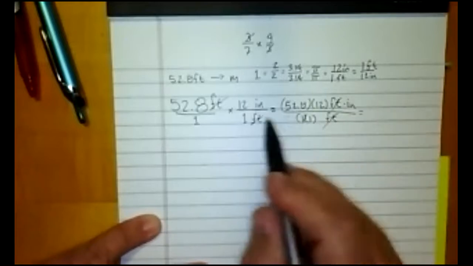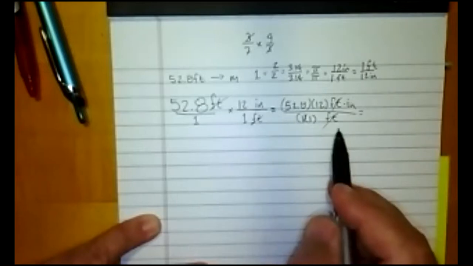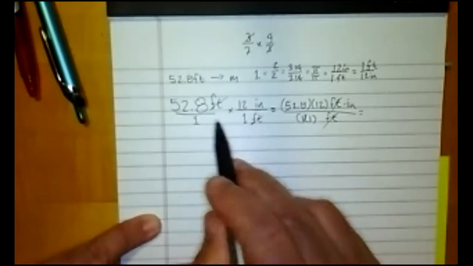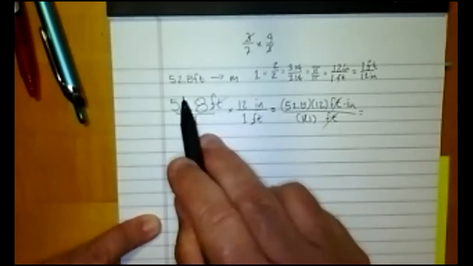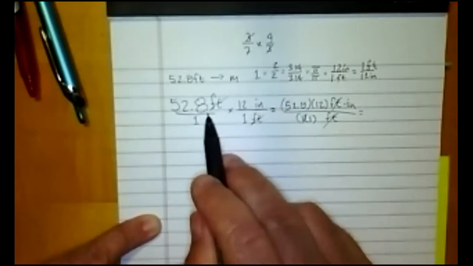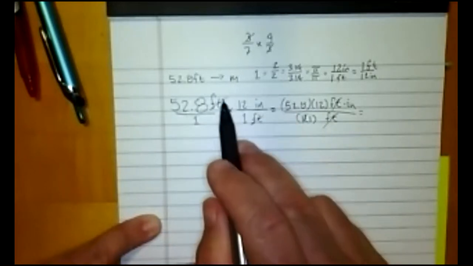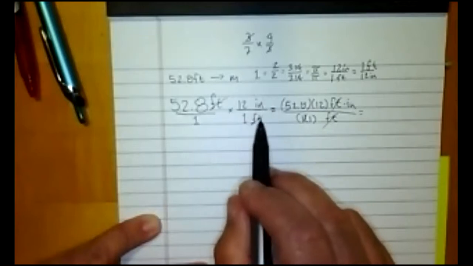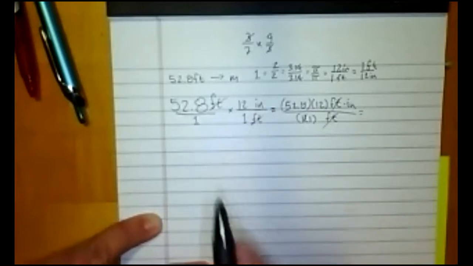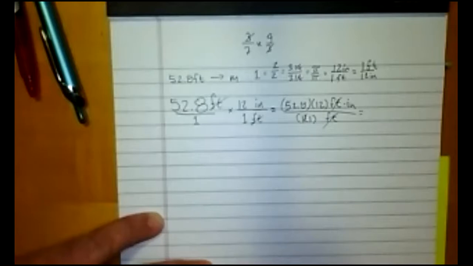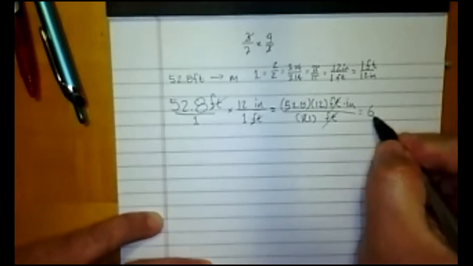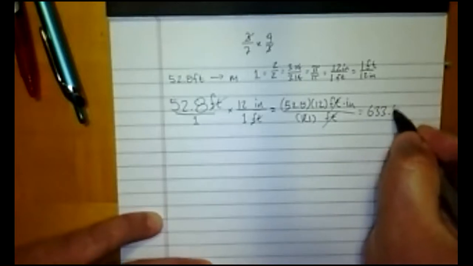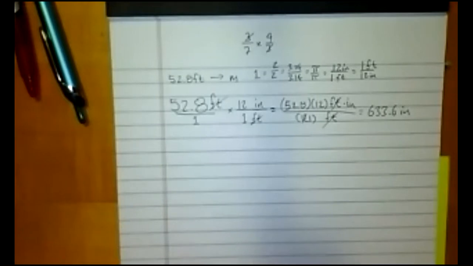So really, when you see this, you can just string all the numerators together and multiply them by each other, string all the denominators together and multiply them by each other, take the product of the numerators and divide it by the final product of the denominators, and that'll give it to you. When I did this, 52.8 times 12, I got 633.6 inches. Okay.